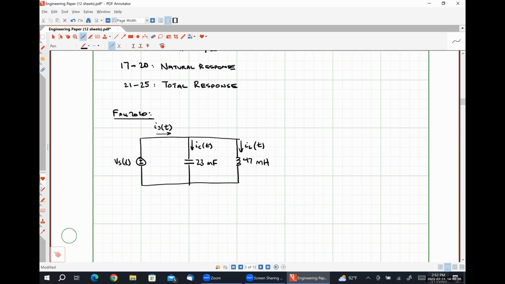And I tell you that Vs of t is equal to 68 e to the minus 52 t millivolts. And Is at 0 is equal to 32 milliamps. For problem 19, so it looks like I asked 2 questions about this particular circuit. For this test, I don't expect to ask 2 questions about it on the upcoming exam, just to be clear.